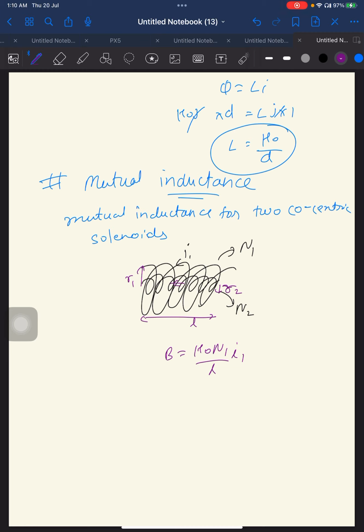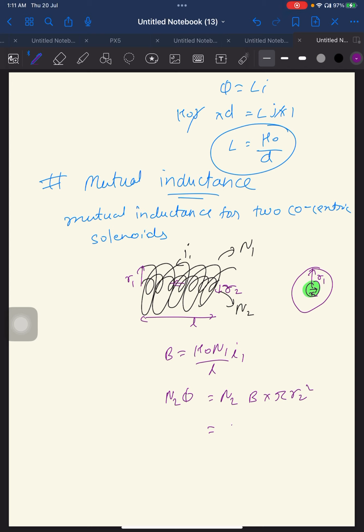But the thing is, if you see from the cross-section view, this is the bigger solenoid of radius R1 and the smaller is of radius R2. So in the smaller one, the flux will exist only through this small part, the small area only. So what is the flux? Flux phi, and also number of turns N2: N2 into phi, which is B into pi R2 square.